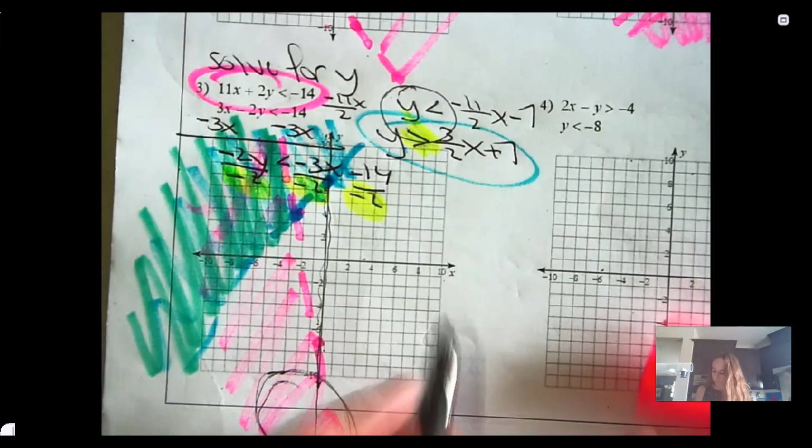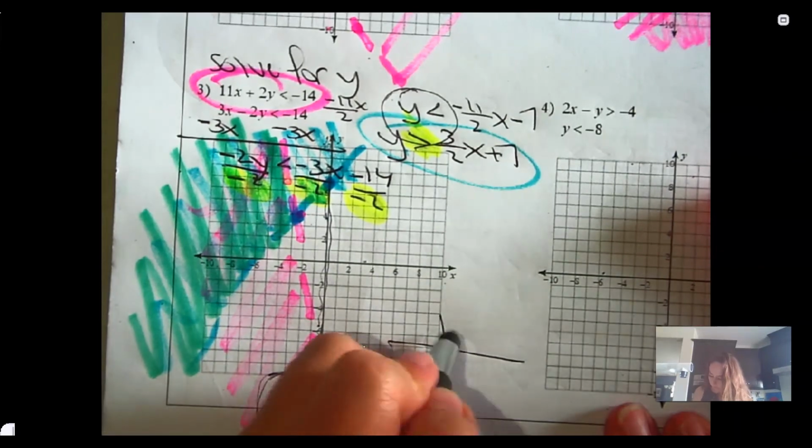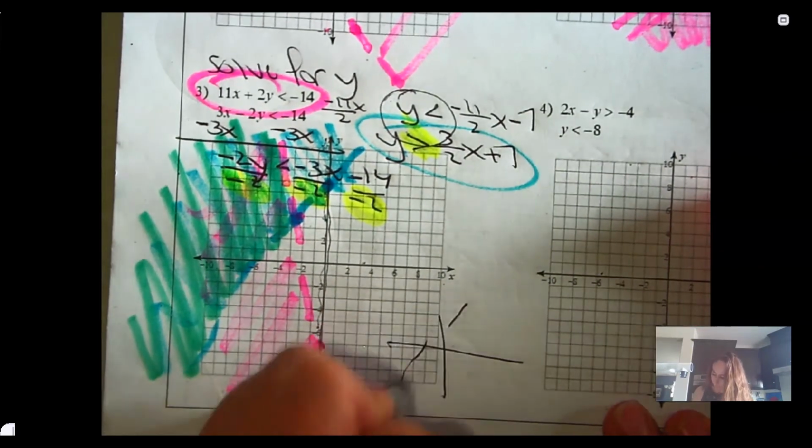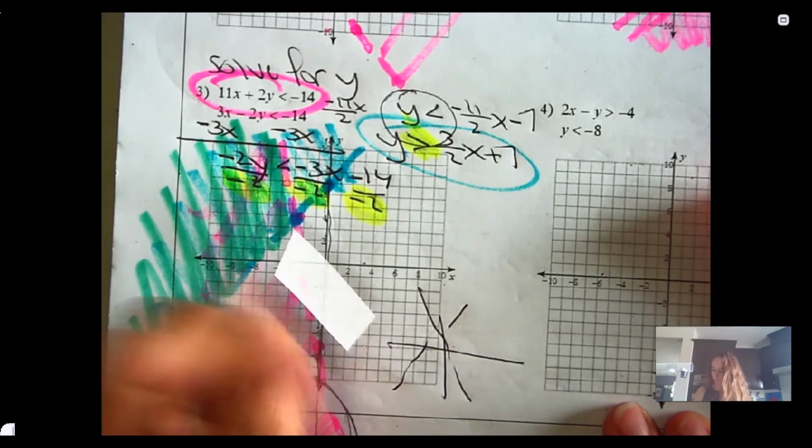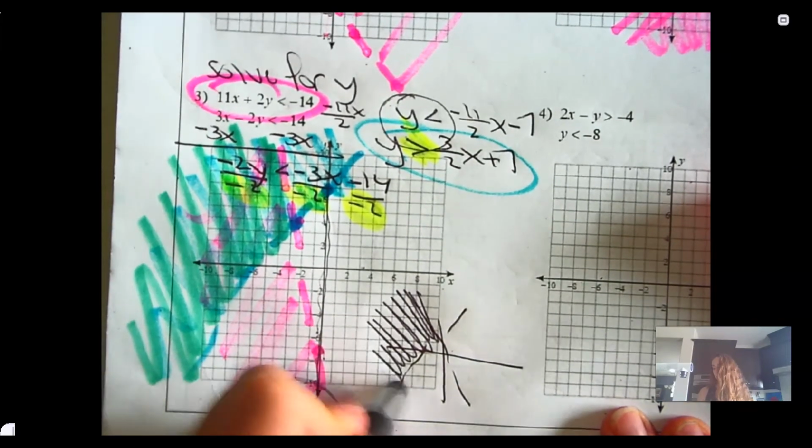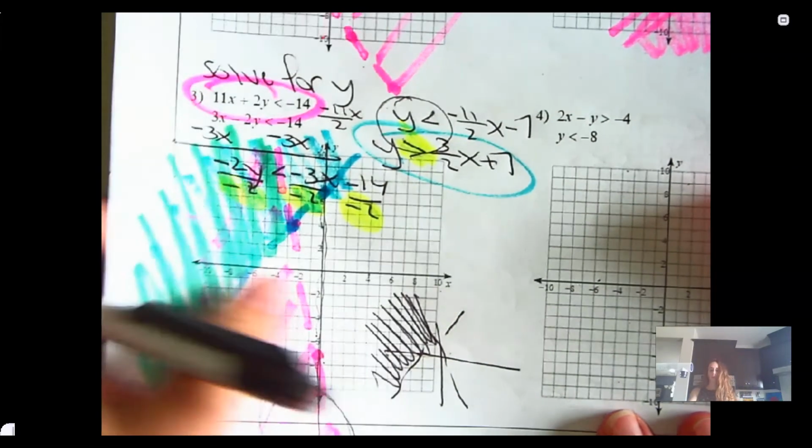If you graphed it in Desmos, hopefully I know how to solve for y. I do make mistakes. Let's see, this is dashed, and then this was dashed, and it looks like that's the answer right there. All right.